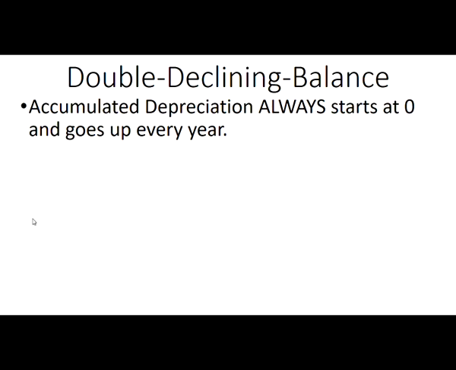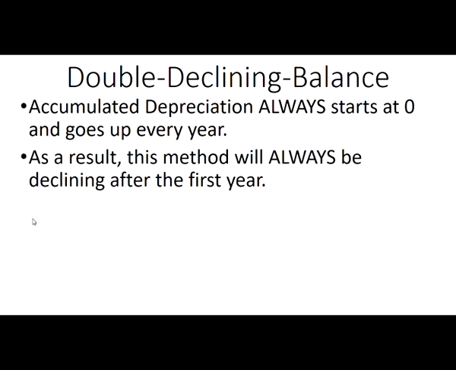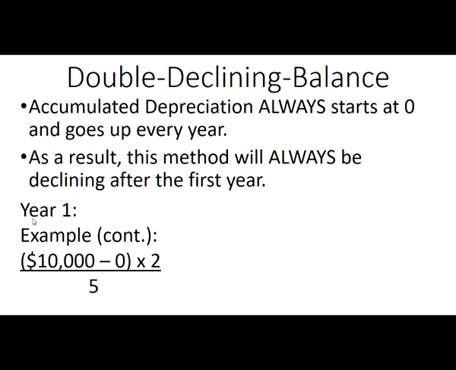Accumulated depreciation always starts at 0 and then goes up every year. So our accumulated depreciation is going to be going up every year. As a result, our depreciation is going to be declining, hence the name, double declining balance. Our depreciation is going to be declining every year. And so we're going to start with a big number for depreciation, and it's going to go down and down and down and down until we're done depreciating. Let's look at an example.